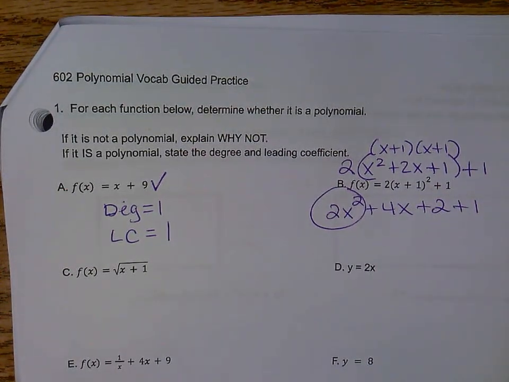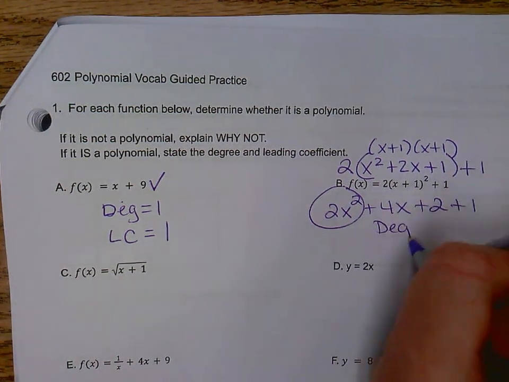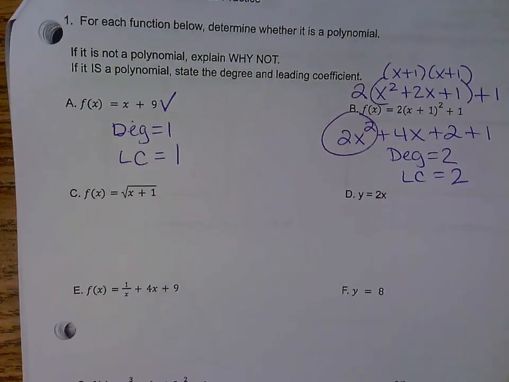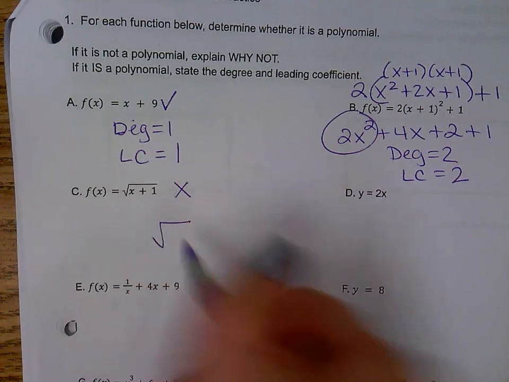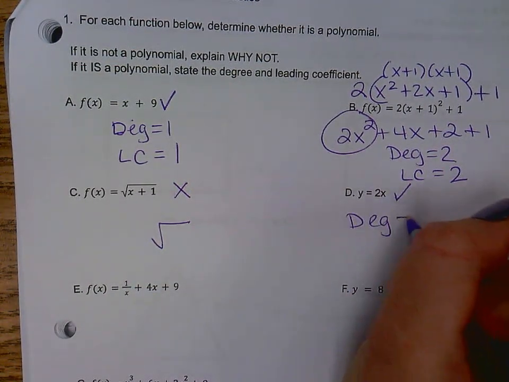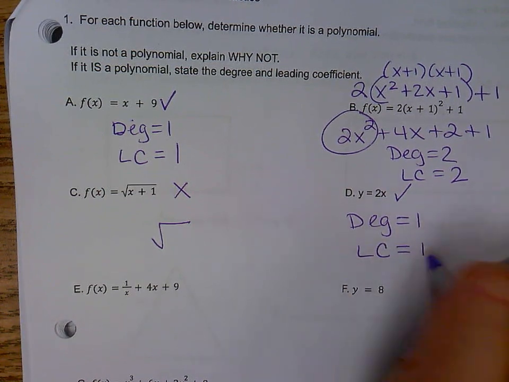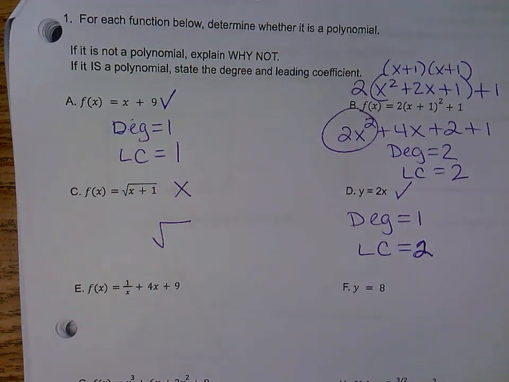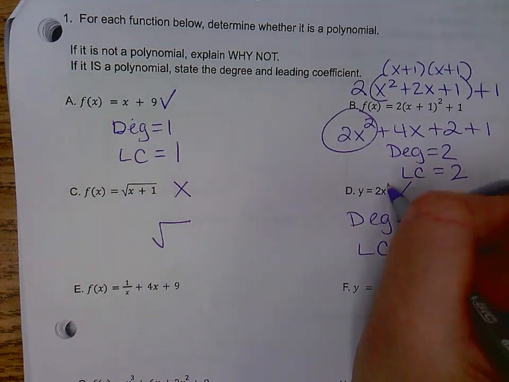You can see that the degree is 2, and you can see that 2 times the x will give you a 2 in front. So sometimes you don't have to multiply it all out to figure out the degree is 2, the leading coefficient is also 2. We said that C failed because of the square root symbol. This is okay. Degree is 1, and the leading coefficient is 2. Degree of 1, leading coefficient of 2. This is x to the first power. That's where the degree is coming from.